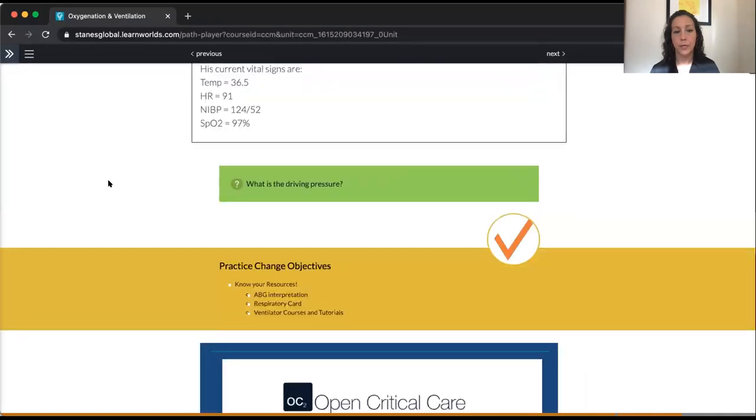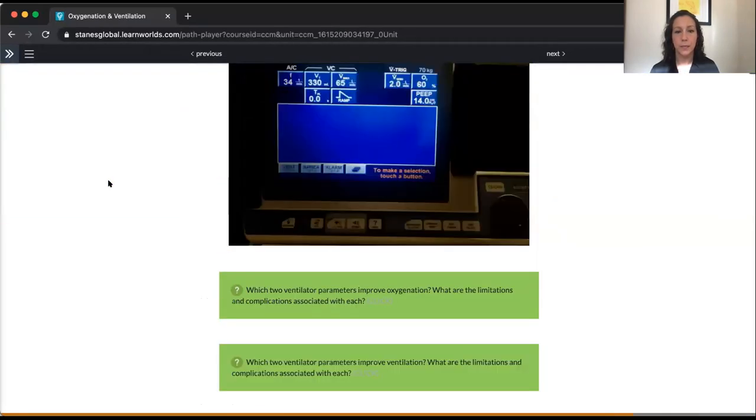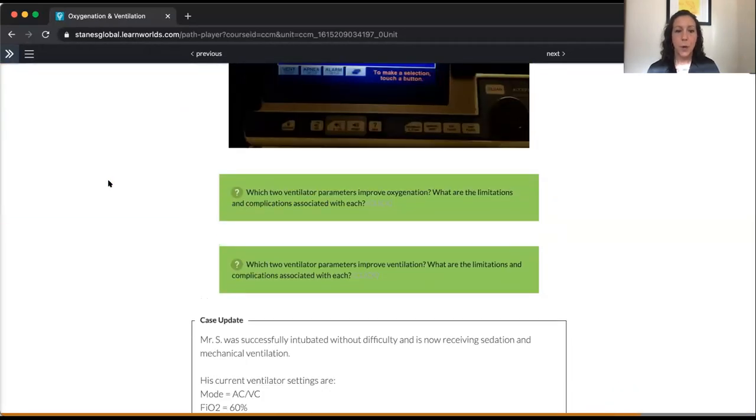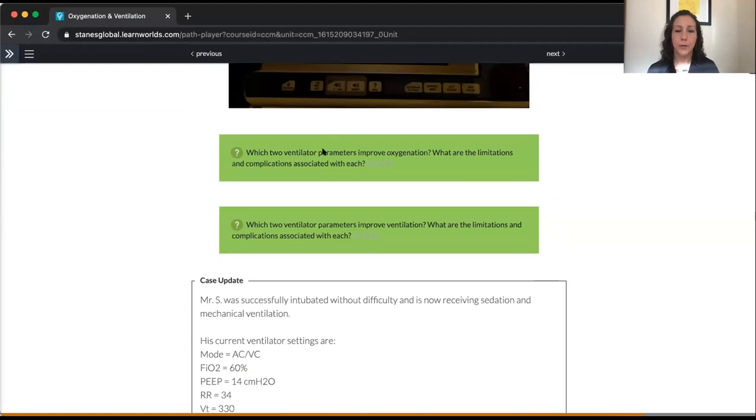Very good. We're getting close to the end. We're almost done. A couple more questions. Which two ventilator parameters improve oxygenation? Which two ventilator parameters improve ventilation or CO2? So I need you to type in the chat box two parameters you use to improve oxygenation, two parameters you use to improve acid-base and carbon dioxide.